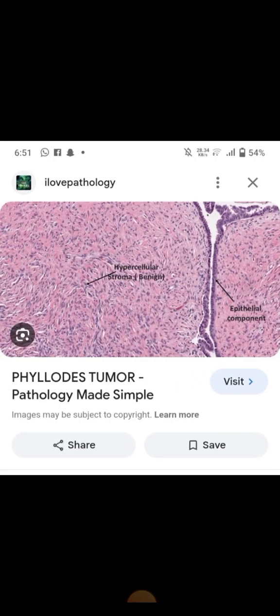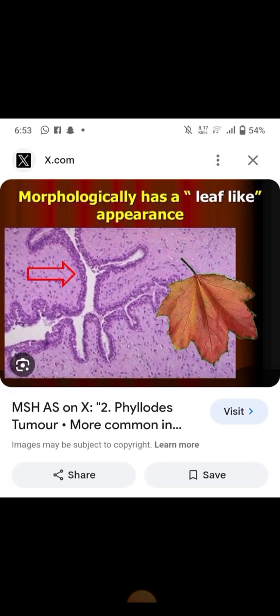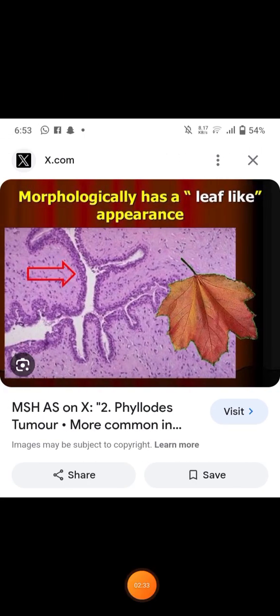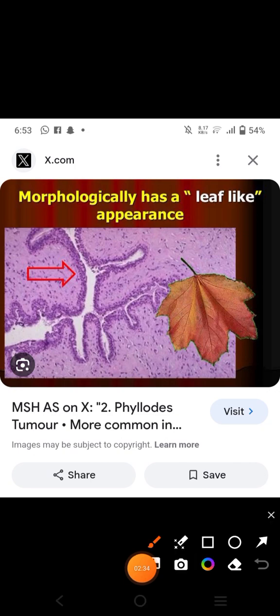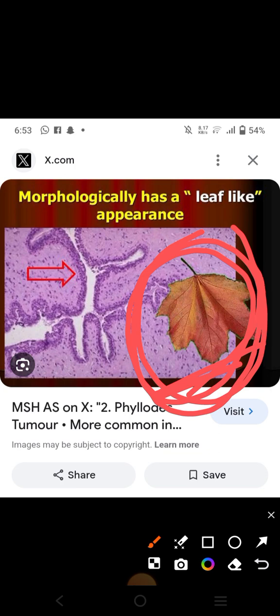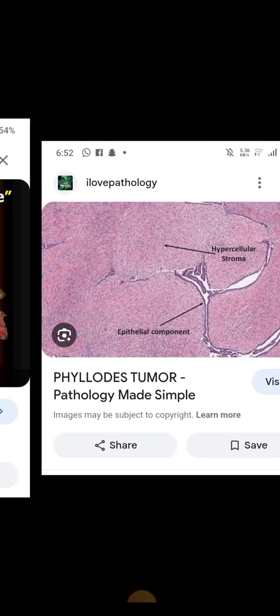Let's move towards the microscopic features. In microscopic features, this tumor just looks like a leaf. Phyllodes actually means, or its literal meaning is, a leaf. Here a leaf is seen. It is ridiculous that I'm showing you a leaf here, but this tumor actually resembles a leaf. That is why it has been named Phyllodes.